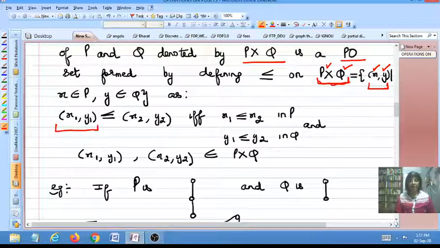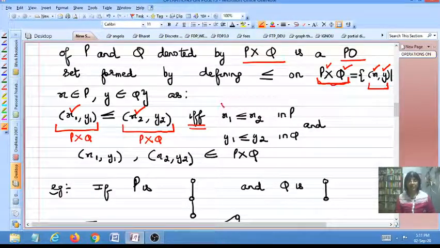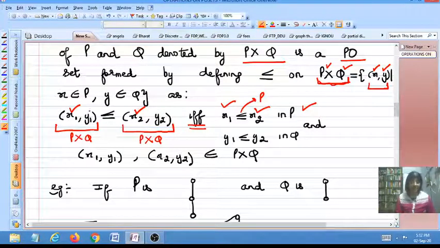An element (x1, y1) of P cross Q, or you can call it an ordered pair, is related to another ordered pair (x2, y2) of P cross Q if and only if x1 is related to x2 in P, because both these are elements of P, so this is a relation in P. And the second coordinate is related to the second coordinate in Q, so this is a relation in Q. So if such a thing happens, then you say that two ordered pairs (x1, y1) and (x2, y2) are related in P cross Q.